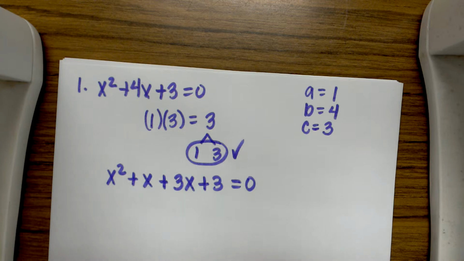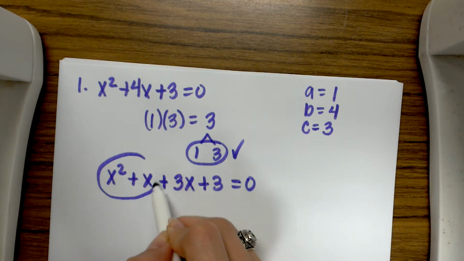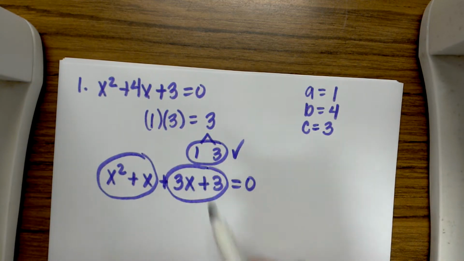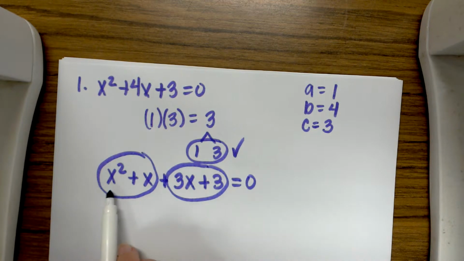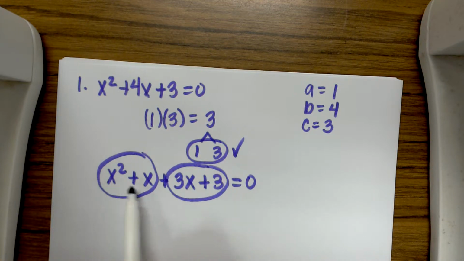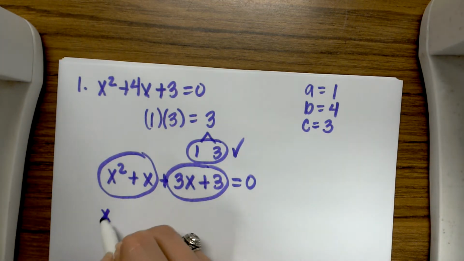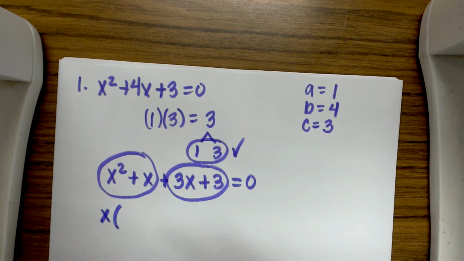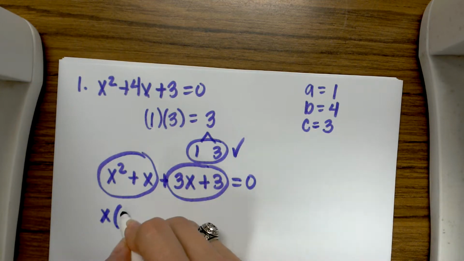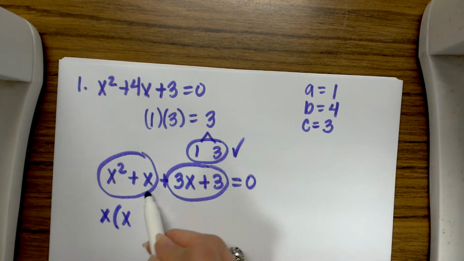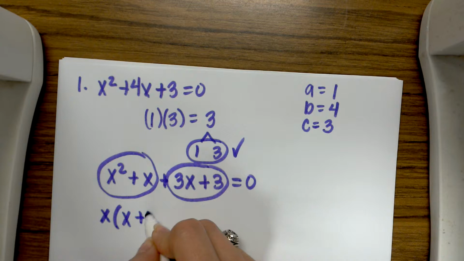So now we're going to do our grouping. We're going to group these two and we're going to group these two. So what can I pull out of these two here? Well, I have x squared here, and I have an x here. So I can pull out an x out of both of these. So I'm going to take out an x, and what am I left with? If I pull one x out of here, I'm left with an x. And if I pull an x out of here, I'm left with a positive 1.